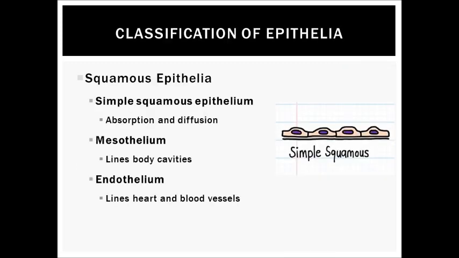I will go through each type of the epithelium. First, simple squamous epithelium. It is important for absorption and diffusion. However, in certain locations of the human body, the name of simple squamous epithelium can change. For example, in body cavity lining, it is called mesothelium.